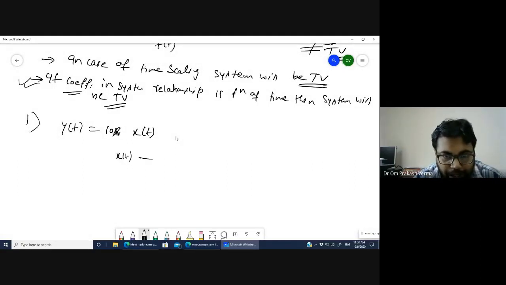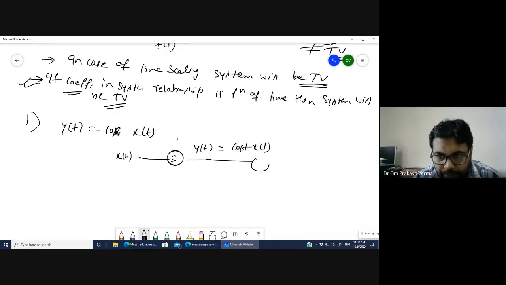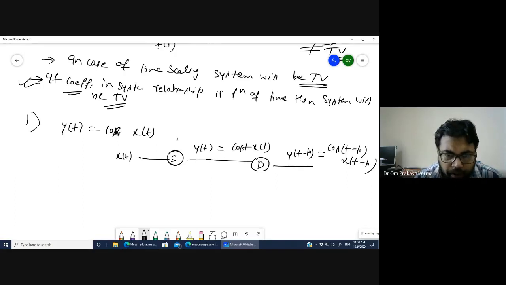When you pass x of t through some system, y of t will provide cos t times x of t. Just delay. When you provide a delay, the delay system will produce cos of t minus t naught into x of t minus t naught, right?